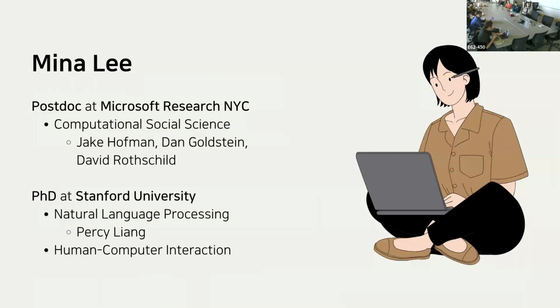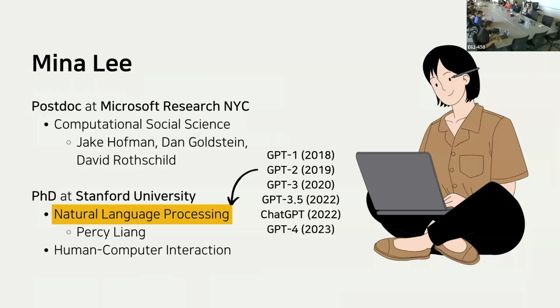For those who don't know me, I am currently a postdoc in Microsoft Research in New York City in the computational social science group, working with Jake, Dan, and David. And before that, I was at Stanford, and my main training is in natural language processing. And recently, I've done some work in human-computer interaction. And maybe what's unique about doing a PhD at this time is that it really coincided with all the generations of GPT, which was fun. And GPT-4 literally came out during my job talk. And today we will mostly talk about the recent models. But if you're curious about the work prior to that, please feel free to ask and reach out.